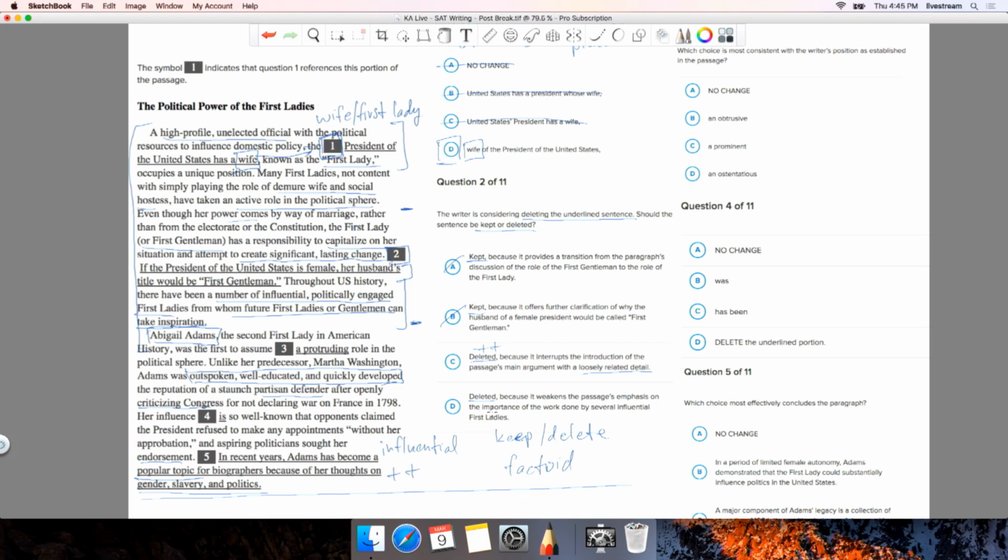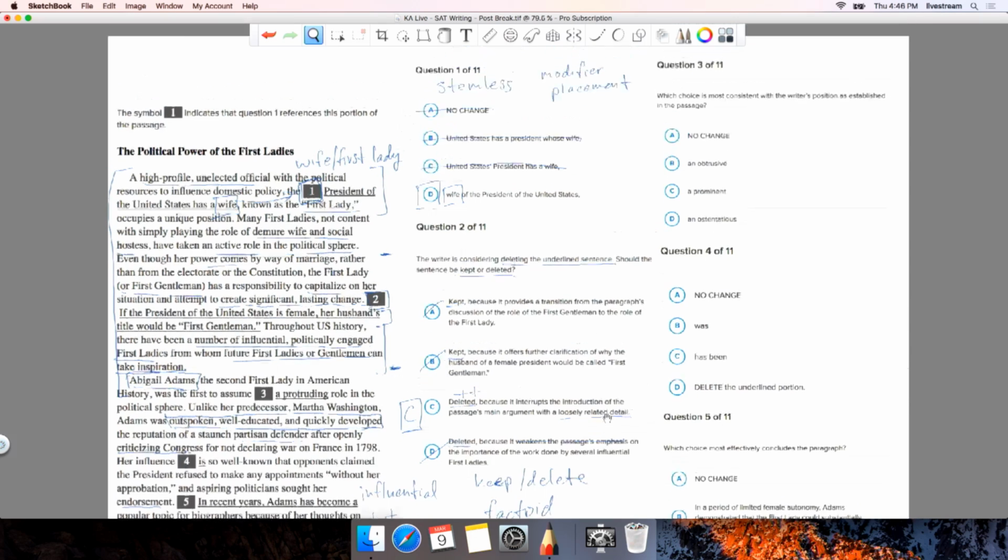Let's take a look at D. Deleted because it weakens the passage's influence on the importance of work done by several influential first ladies. So I don't think it does that. It's a random factoid, but it does not. The real harm of it is not that it weakens the emphasis, and so C is the right final answer.